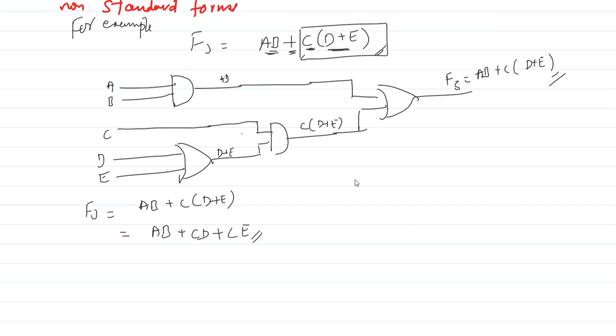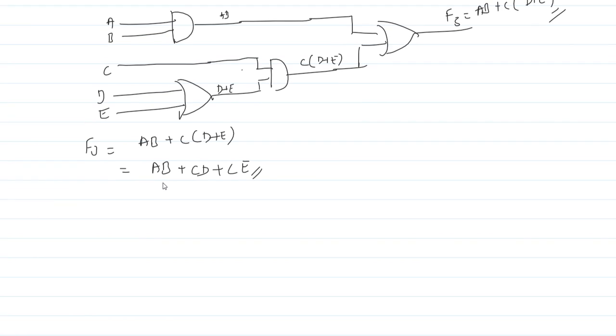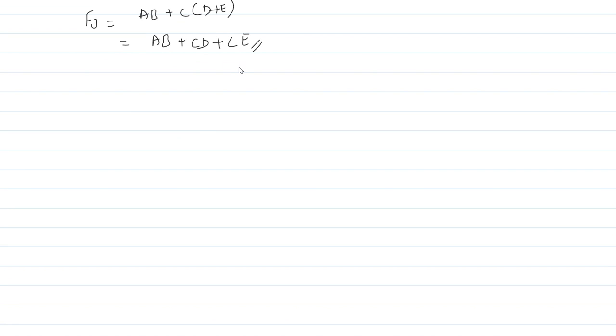Okay, see, AB is a product term, CD is a product term, CE is a product term. These product terms are ORed together, so this is known as product of sums, correct? Oh sorry, this is not a product of sums, this is sum of products. This is known as sum of products. So I will write sum of products.